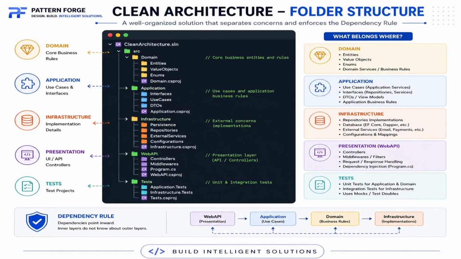Every project has one clear responsibility. Business logic stays in the domain, application flow stays in the application project, technical implementation stays in the infrastructure, and the API or UI stays in the presentation project. This separation makes the application much easier to understand, easier to maintain, and much easier to scale as new features are added.